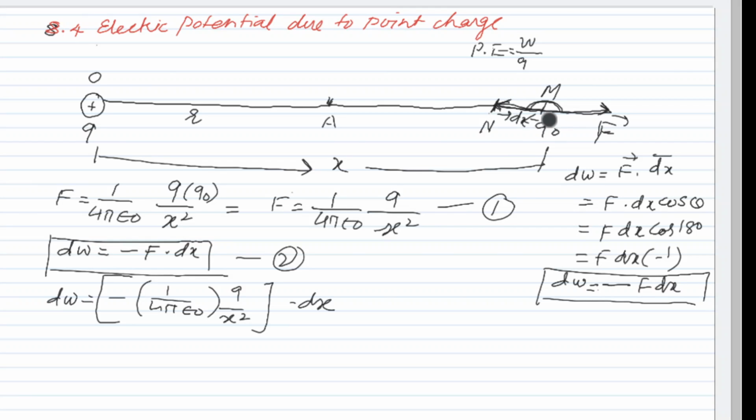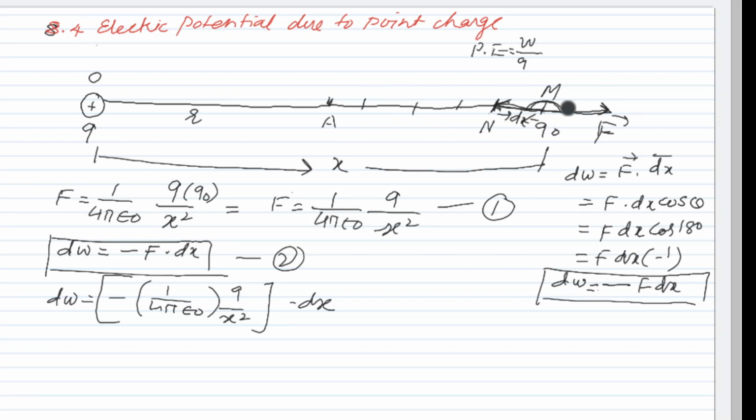But if I want to put this charge from the infinite position to A, then what will be the work done? That is called the total work done. And total work done is nothing but, if I am moving this charge from this place to this place, dx displacement will occur, again dx, again dx, again dx.